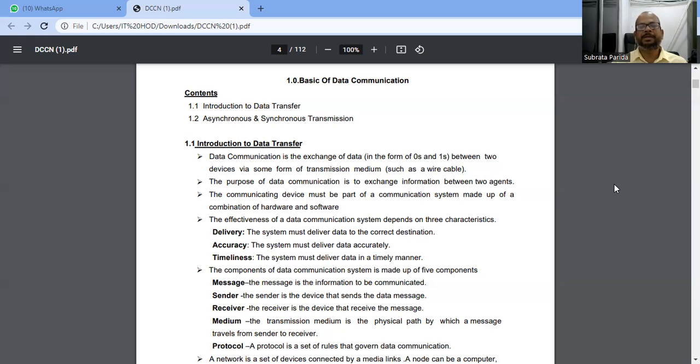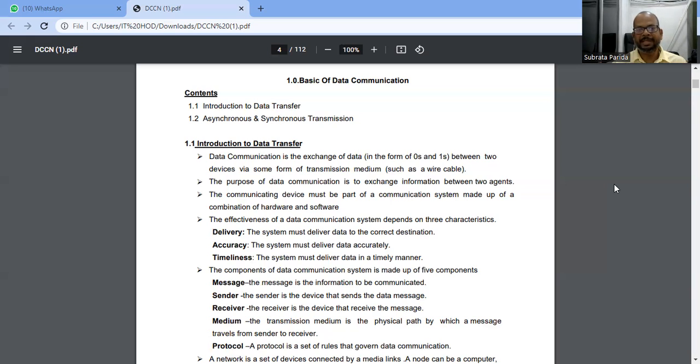Then what are the components of the data communication? The data communication system is made up of 5 components. Basically, when two devices are communicating with each other, the sender and receiver are the main agents of data communication, and a message is to be transmitted from the sender to the receiver. That is one component. The medium through which it is transmitted from sender to the receiver is also one component of the data communication system.